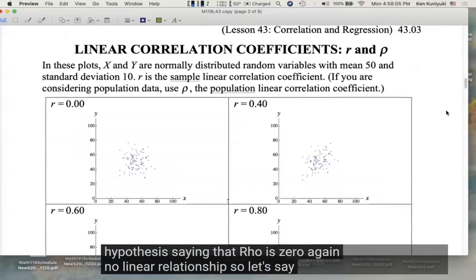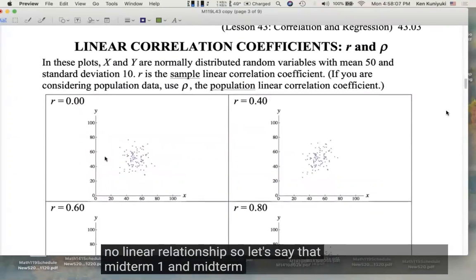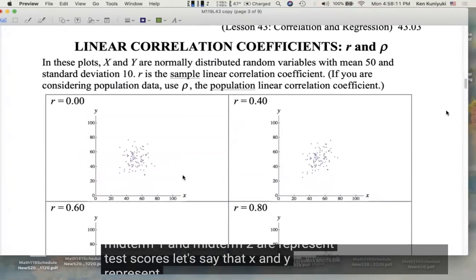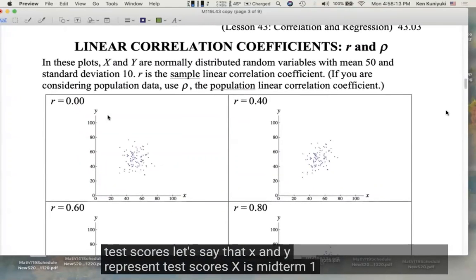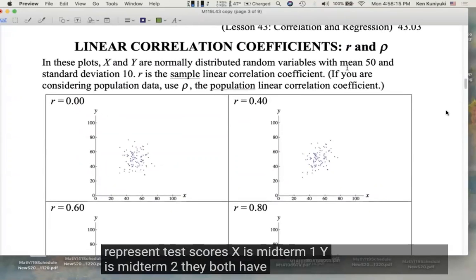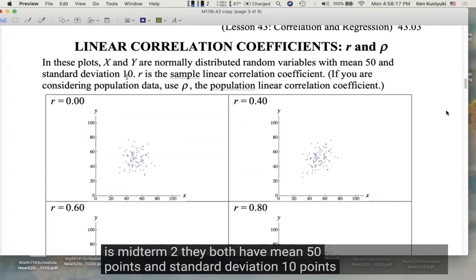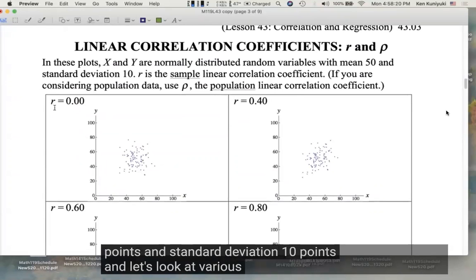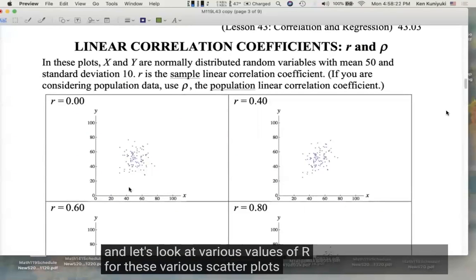So let's say that midterm 1 and midterm 2 represent test scores. Let's say that X and Y represent test scores. X is midterm 1, Y is midterm 2. They both have mean 50 points and standard deviation 10 points. And let's look at various values of R for these various scatter plots.